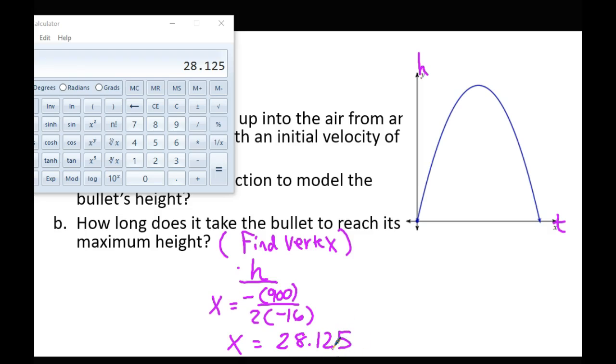Now what would I do if I want to find my k? You get to plug it in. So it's negative 16 times 28.125 squared plus 900 times 28.125 plus 6. Okay?